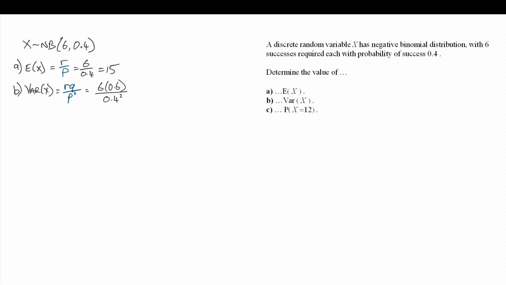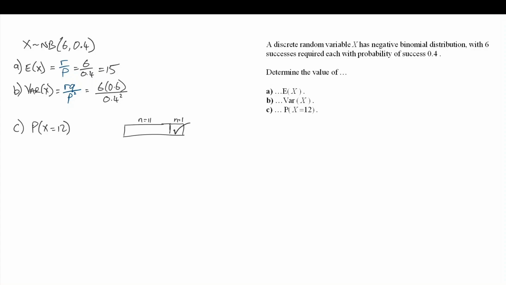In part C, we're asked to find the probability that x equals 12. Well, that's the probability that it's going to take 12 attempts for us to get our 6 successes. As always, for the negative binomial, we set out this diagram to frame our thinking. We know the very last attempt needs to be a success. So, one of the 12 attempts is accounted for.